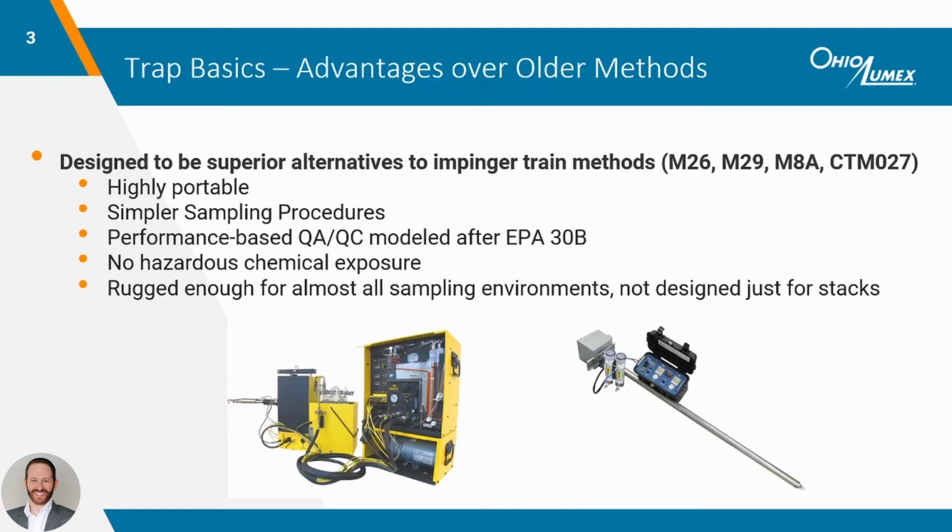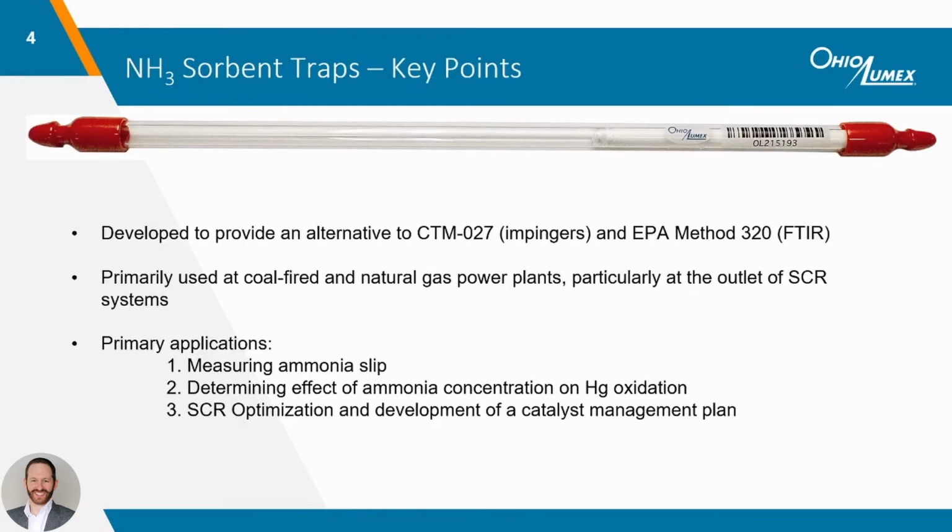Using sorbent traps, the sampling technician does not need to deal with the hassle of using acids or other hazardous liquid reagents on site. Finally, sorbent traps were designed for use in nearly all sampling environments, including those upstream of particulate control devices. This sets the traps apart from impinger-based methods, which often fail in these environments. Let's move on to discussing ammonia sorbent traps specifically.